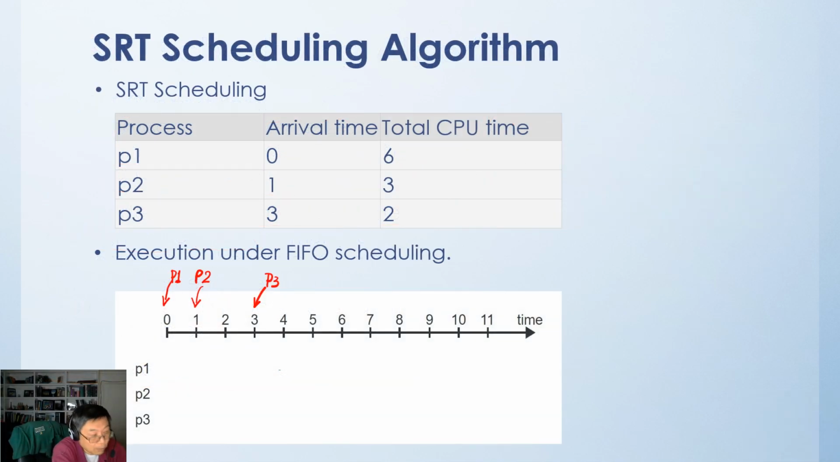Now, let's take a look at the example again. This time we use exactly the same processes, P1, P2, and P3.